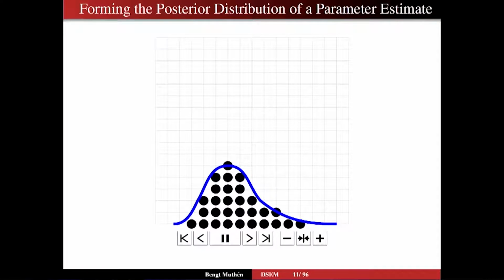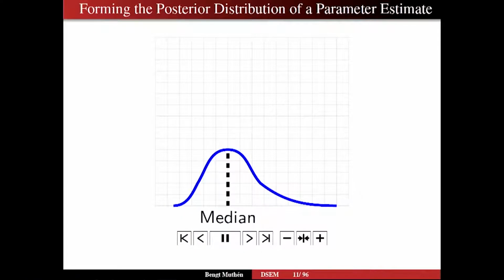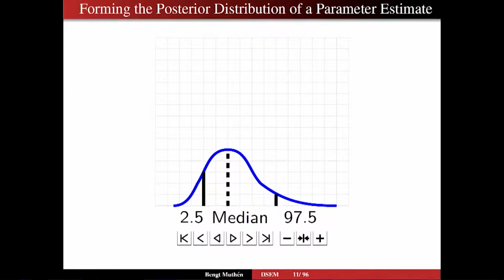And those points rumble down into a distribution. And we have now formed the posterior distribution of the parameter estimate. And we take that to be the estimate, the peak, or the median, or the mean. And we get the percentiles out of that posterior distribution. So the 95% credibility interval lies between here. That's it. That's how it should be viewed.